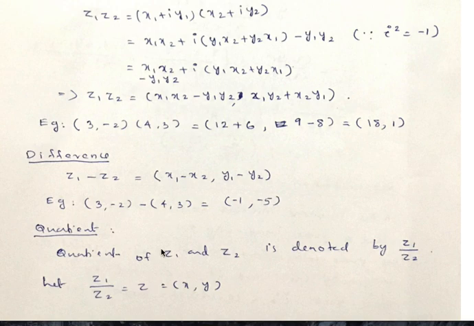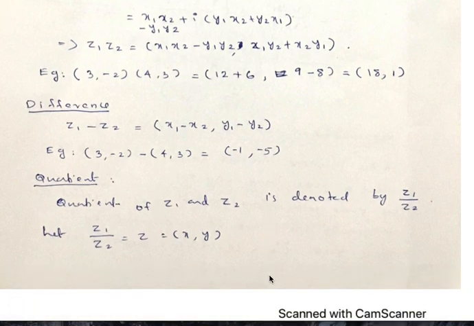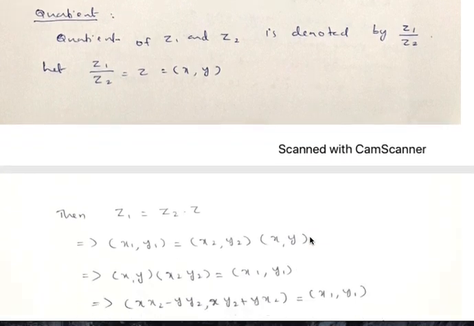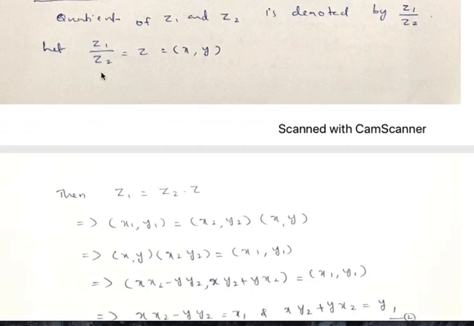Now like product, quotient is also a little bit lengthy to find. So you take z1 and z2 as before, and you call z the quotient z1 over z2. Let it be x comma y. What we want to do is find x and y in terms of x1 y1 and x2 y2.